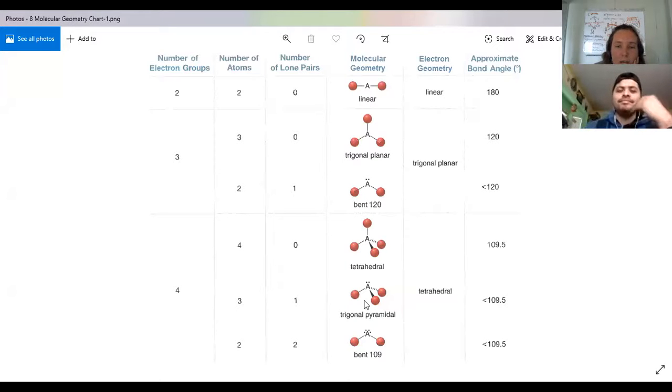So then we're looking in this column here, the molecular geometry column. What do we call that molecular geometry when there's two bonded atoms and one lone pair? Bent, 120. Yeah, bent 120. You were right that the electron geometry is trigonal planar, but we're only looking in this lab for molecular geometry. Okay, cool. We'll go over more of that in lab.